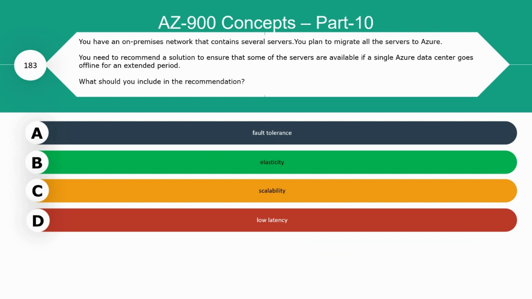Next question. You have an on-premises network that contains several servers. You plan to migrate all the servers to Azure. You need to recommend a solution to ensure that some of the servers are available if a single Azure data center goes offline for an extended period. What should you include in the recommendation? Is it fault tolerance, or elasticity, or scalability, or low latency?